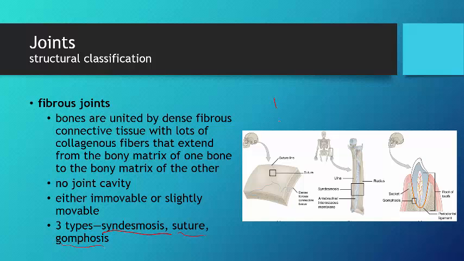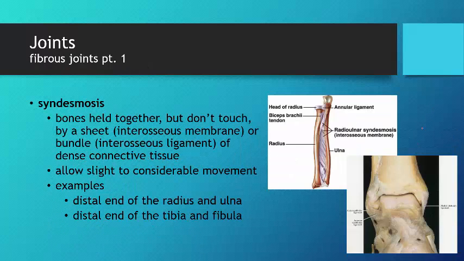So here we see the suture lines of the skull. Those are sutures. This is showing an interosseous membrane, which is a syndesmosis type. And then this last one, it's a tooth sitting in its socket, and that is a gomphosis. So gomphosis, sutures, and syndesmosis. Those are the three types. So let's look a little bit more closely at each of these joint types. And we'll start with the syndesmoses.